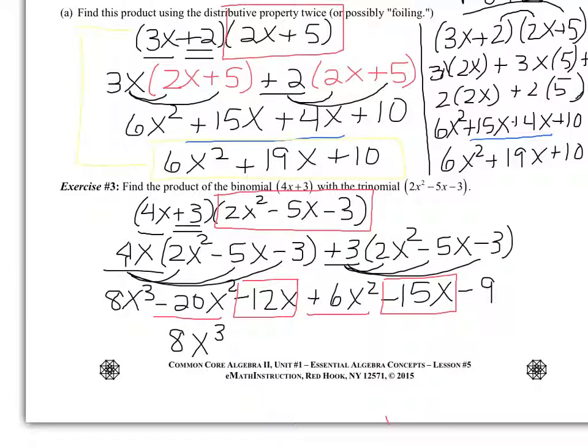I will have 8x to the third. I will have minus 14x squared. I will have a minus 27x and a minus 9. And that will be my final answer.